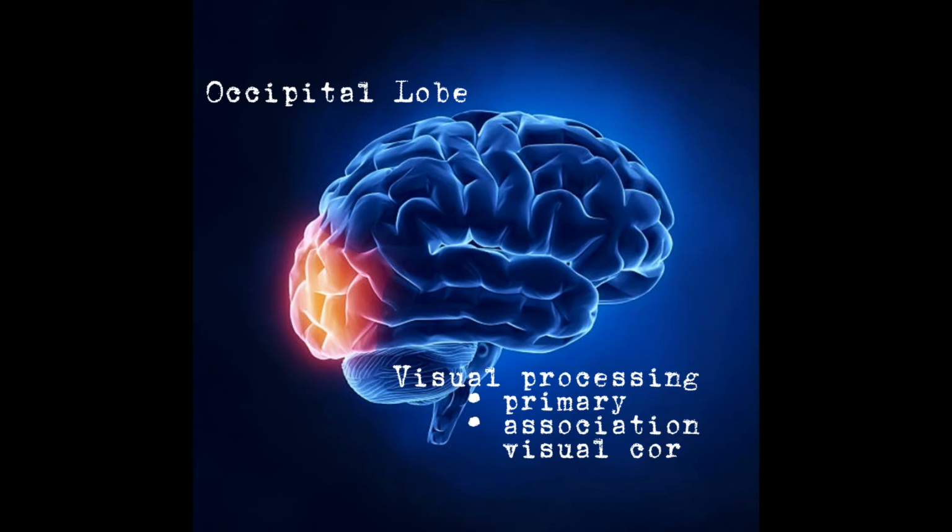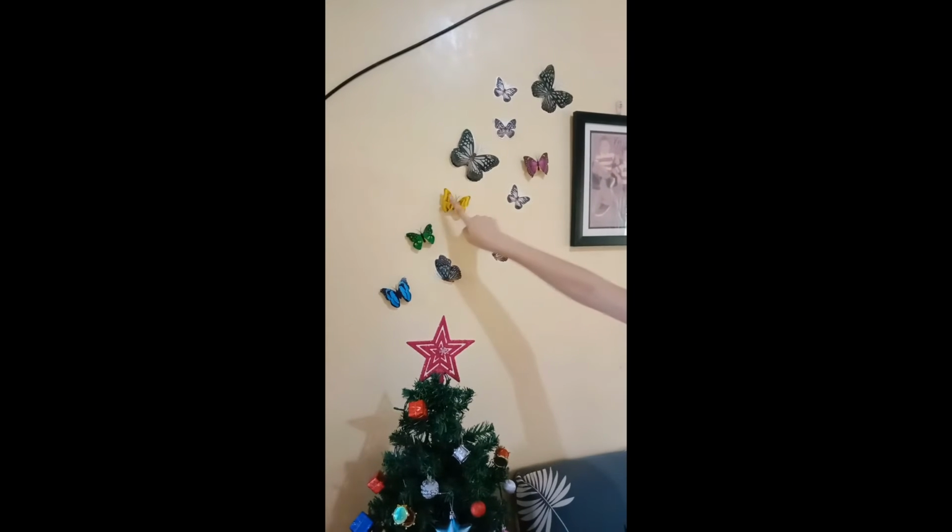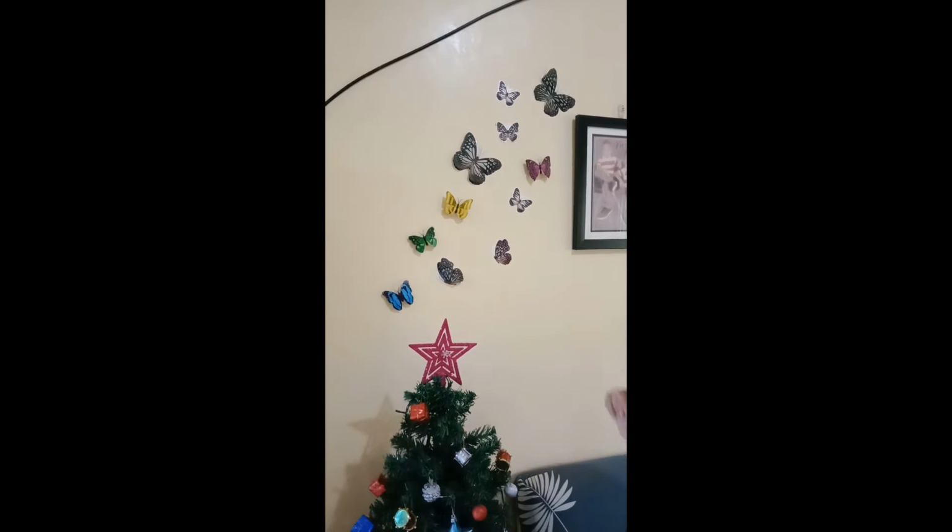Third one, we have occipital lobe. The occipital lobe is the smallest of the four lobes of the cerebral hemisphere. The occipital lobe is primarily responsible for visual processing. It contains the primary and association visual cortex. Occipital lobe has a function of visual processing.